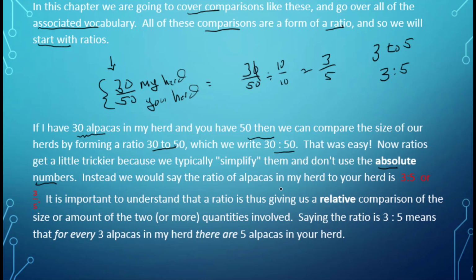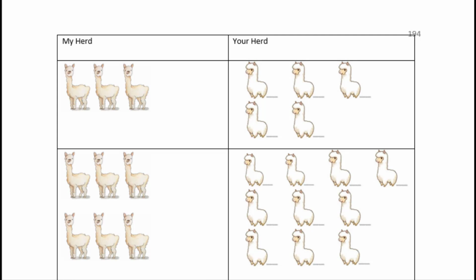It's important to understand that a ratio is giving us the relative comparison, right? Saying the ratio is 3 to 5 means that for every 3 alpacas in my herd, there are 5 alpacas in your herd. So let's look at what that means and think about equivalent fractions while we do it. So we have our initial ratio 3 to 5, which is the first one right here, right? 3 alpacas in my herd, 5 in your herd. We could also express that. That means if I had 3 alpacas, you would have 5 alpacas. If. Doesn't mean I do.